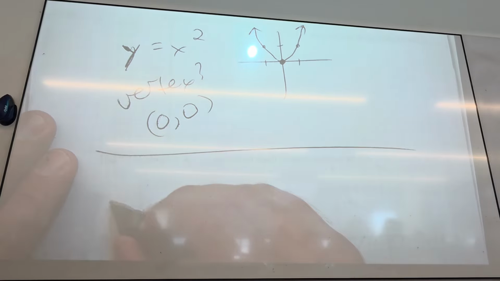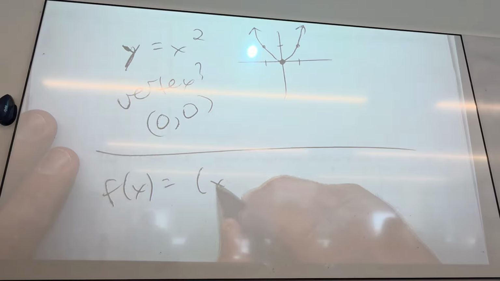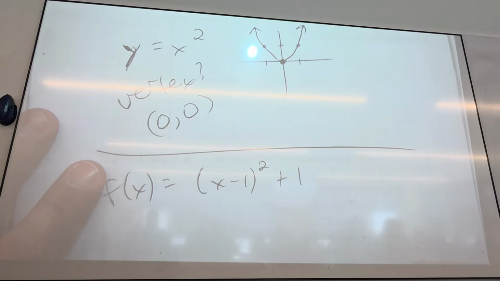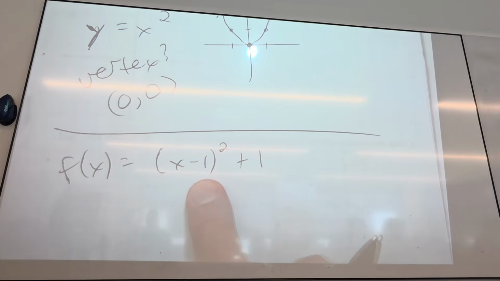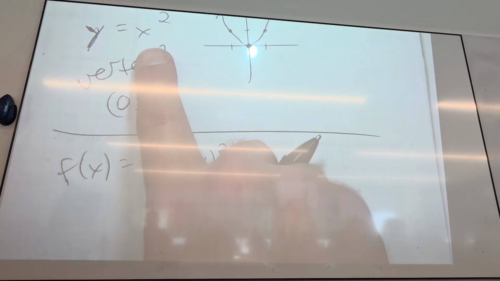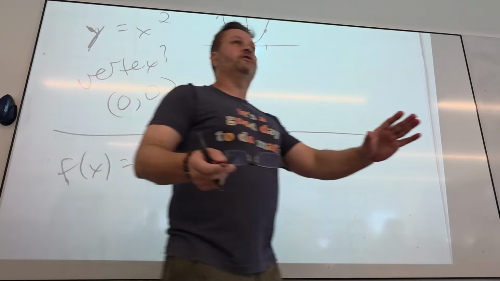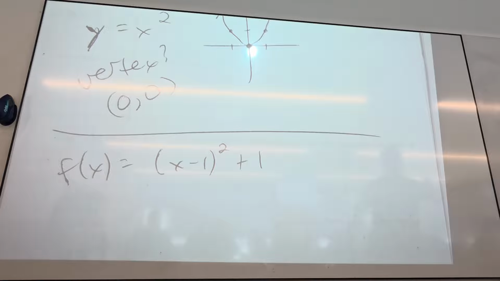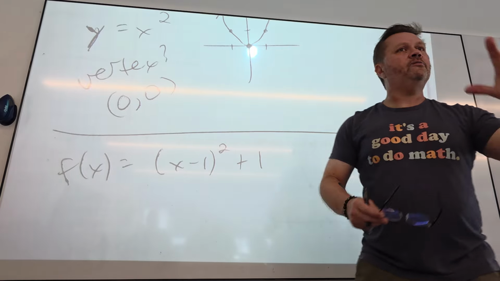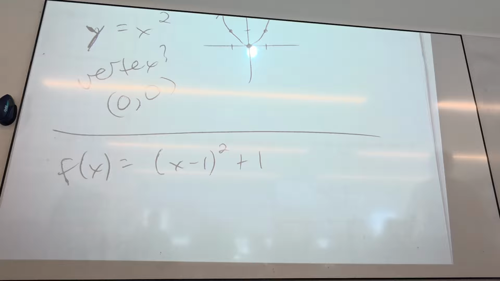Can anyone tell me what's going on with this equation here? What does this do to this? How does this relate to this? Do you see two things that do something? What's it do to the graph of x squared? It's going to go to the right one, and then up one, yes? So even before I graph, can anyone tell me where the vertex is going to end up? It goes right one, up one: 1, 1.